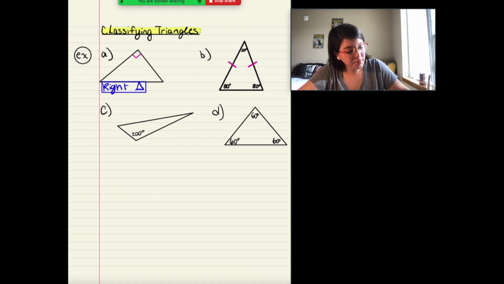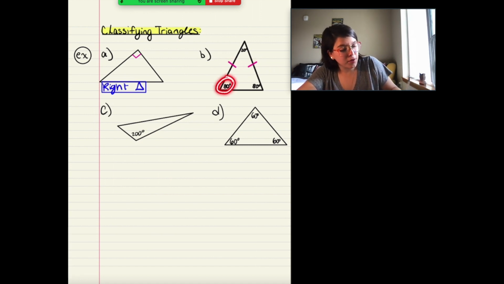For the second one, we can see that we have congruent sides because there are little pink lines here, but we can also see that we have 2 congruent angles of 80 degrees. So we can either use angles or sides to classify this one, but either way, we can see that it's an isosceles triangle.